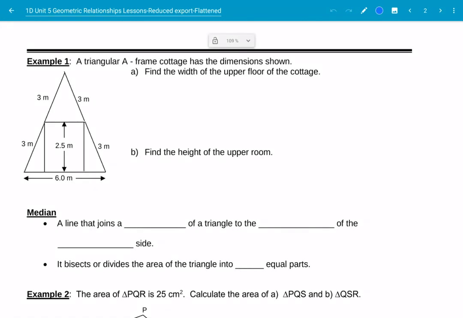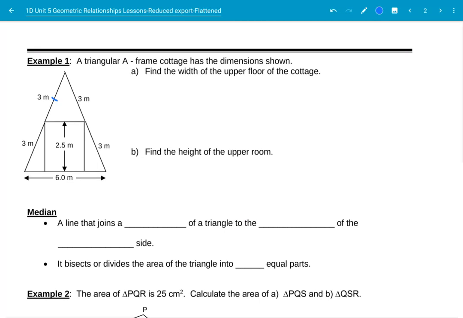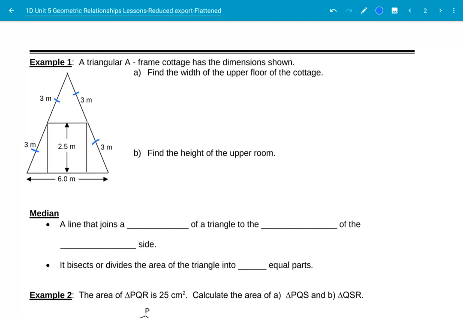All right. A triangle A-frame cottage has the dimensions shown. So we notice that this and this are the same, which is the same as this and this. So we have mid-segments there. Find the width of the upper floor of the cottage. Well, it'll be half of 6 meters. So 6 divided by 2, 3 meters. Find the height of the upper room. Oh, interesting. Well, this is going to be the same height. No, 2.5 meters. That's simple enough.